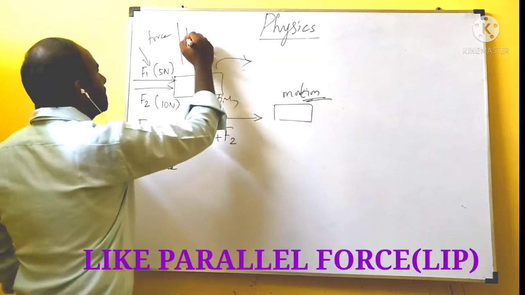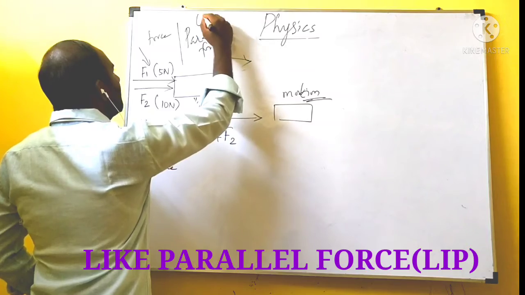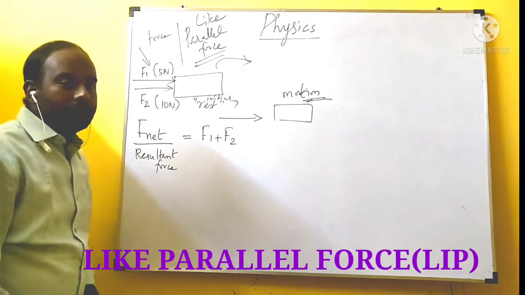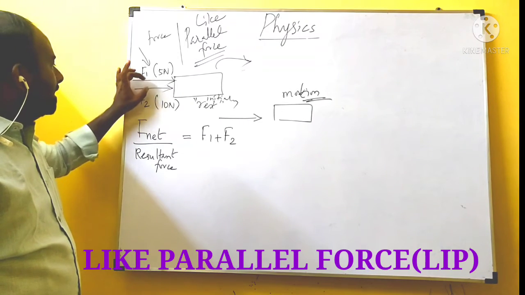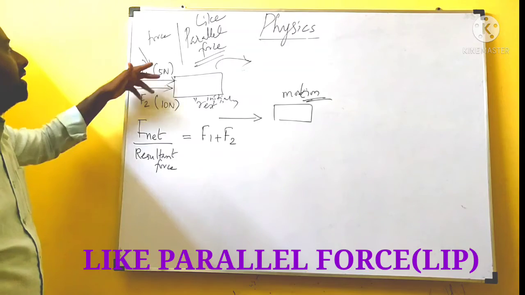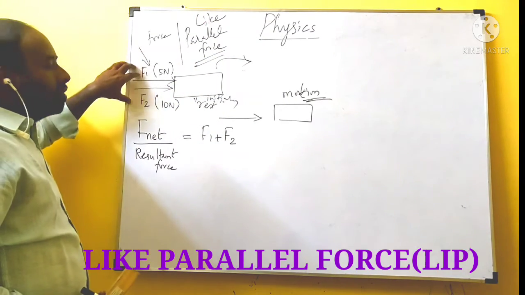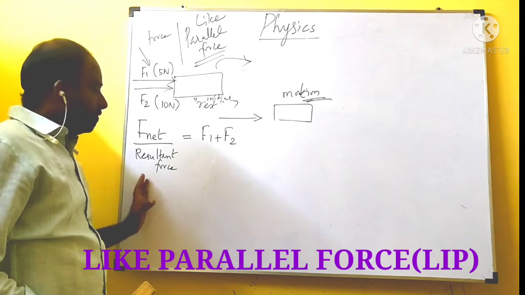So this force is called parallel force. What is a parallel force? Two or more forces acting in the same direction, parallel to each other, are called parallel forces. The total force acting on the object is given by F net, which is called the resultant force.